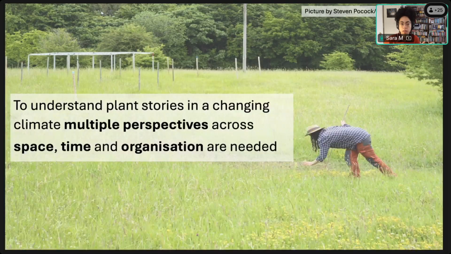To end, I suppose to summarize, I think to understand the plant stories and the characters going on in the community in a changing climate, multiple perspectives across space, time, and organisation are needed.